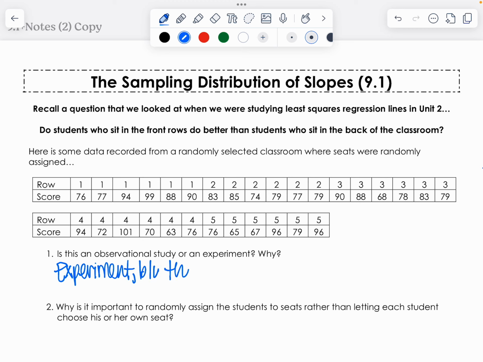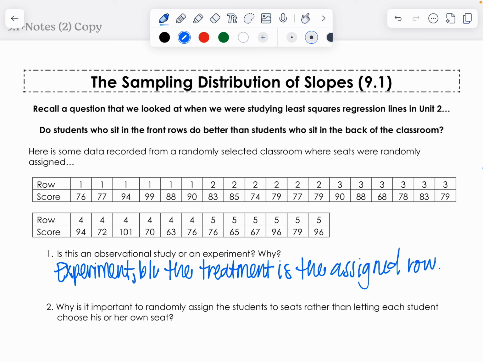Because the treatment is the assigned seat. Or really it ends up being row. Right? They did not choose the row. We told them where to sit.